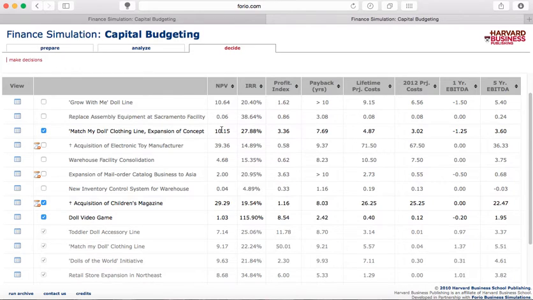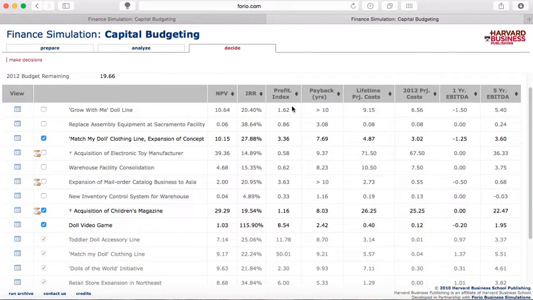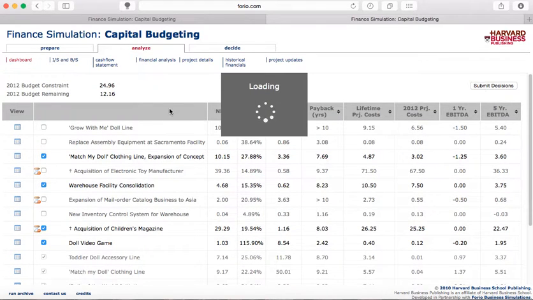Match My Doll clothing line, once again a very high NPV, high profitability, not a huge cost, but kind of a high payback. We will see about that. Once again, the Grow With Me doll line does have a large payback, so I will not be selecting that one. And go ahead and keep looking at these numbers, submitting our decisions.